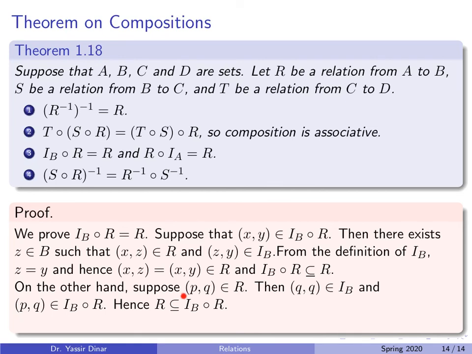On the other hand, if I take another pair of elements in the relation R, that means p is in the set A and q is in the set B, and that means (q, q) is in the identity relation on B. And that means (p, q) is in the composition of these two relations, the identity relation on B circle R. Hence, the relation R, as a set, is a subset of the composition of R and the identity relation on B. So by these two, we find that the two relations are equal.